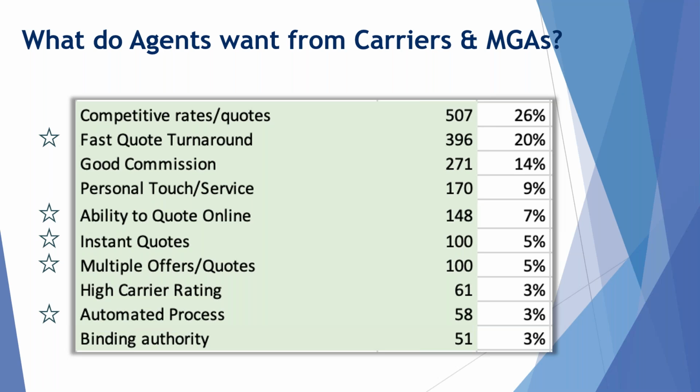Ability to quote online, instant quotes, multiple offers and quotes. Obviously, we can do all of that and reflect that in our system. If you're an MGA, one of the really cool things we can do is right underneath your name, when the agent's working with you in our system, you can show all the carriers you're working with right underneath your name, giving the agent a little bit more control, being able to select which carriers they want you to submit to, and being able to see automatic rating information if we have that.